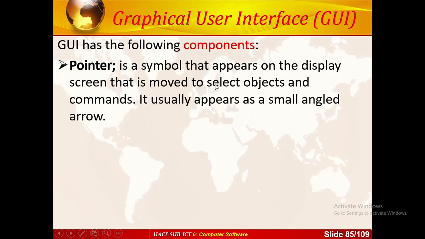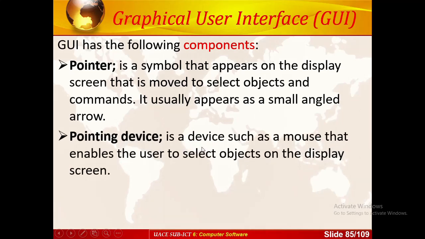A pointer is the symbol that appears on the display screen that is moved to select objects and commands, and usually appears as a small angled arrow. This is what I'm talking about. This very arrow which you are seeing on the screen, it's what we call a pointer. So this one simplifies the way you operate a computer. Actually, that's why it's called a graphical user interface. It simplifies. It is user friendly. So this is the pointer. It is an angled arrow, as you can see it.